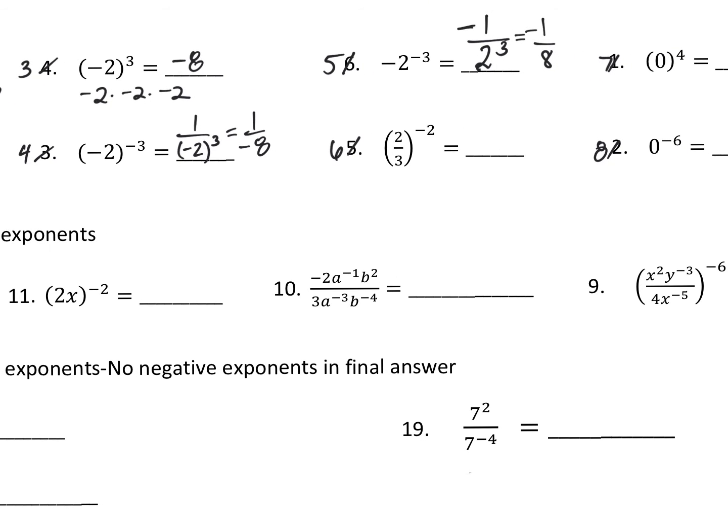And number 6, 2/3 to the negative 2. So the negative exponent makes it a reciprocal, and then we'll raise the top and the bottom to the 2nd power. So I get 3/2 squared. That's what the negative did. It flipped the fraction. And then 3 squared is 9, and 2 squared is 4.